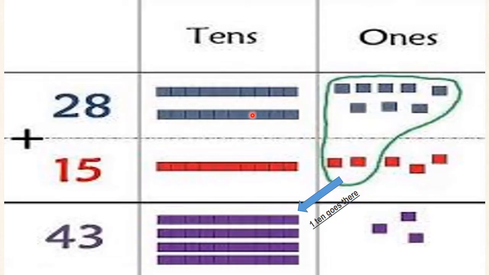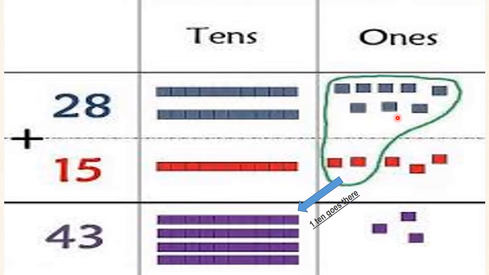Now you can see I have another example, 28 and 15. So 28 plus 15, what do I do? I am going to use the place value method. Let's add the ones together and the tens together. So 8 plus 5. 8 ones plus 5 ones is what? 8 ones plus 5 ones is 13 ones.